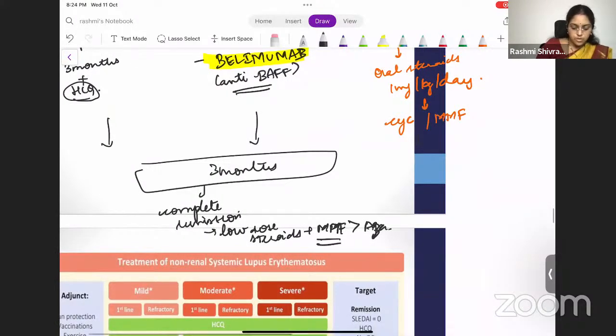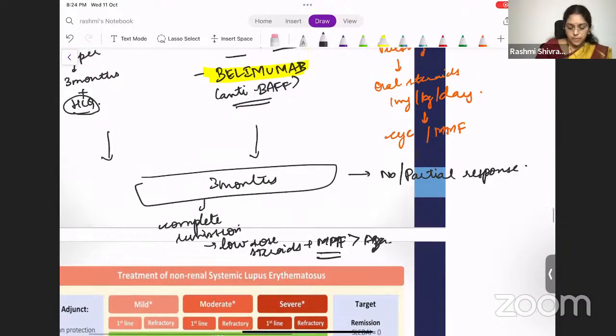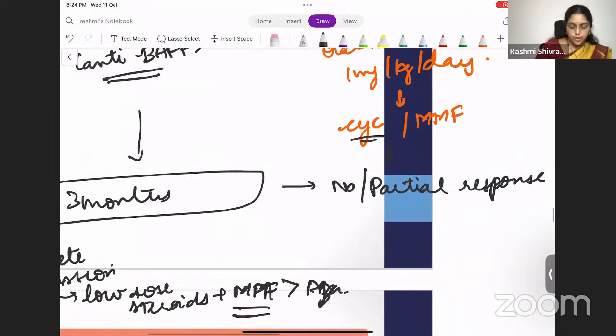If there is no response or only partial response, what should you do? If you're already giving the patient cyclophosphamide, then you put the patient on MMF. Or if the patient is taking MMF, then you change the patient to cyclophosphamide and try for some more time. And if it's still not getting treated, then this is called resistant lupus.